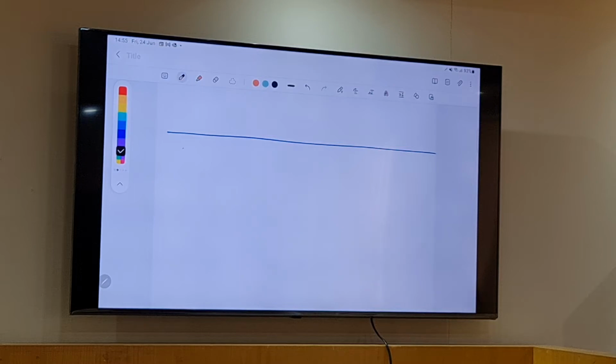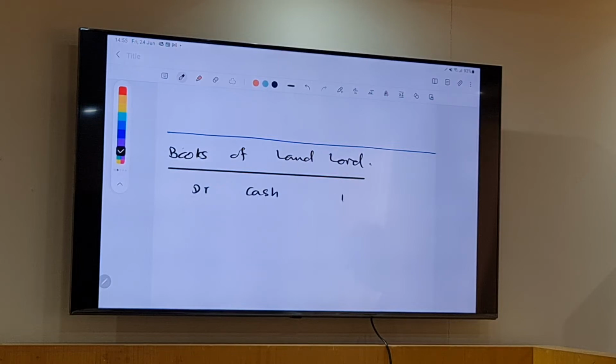I will change the color also. Books of the landlord. So he receives how much? 13,000. Debit cash 13,000, then credit rent income 13,000. But this is entry number 1, and it is not fully correct.